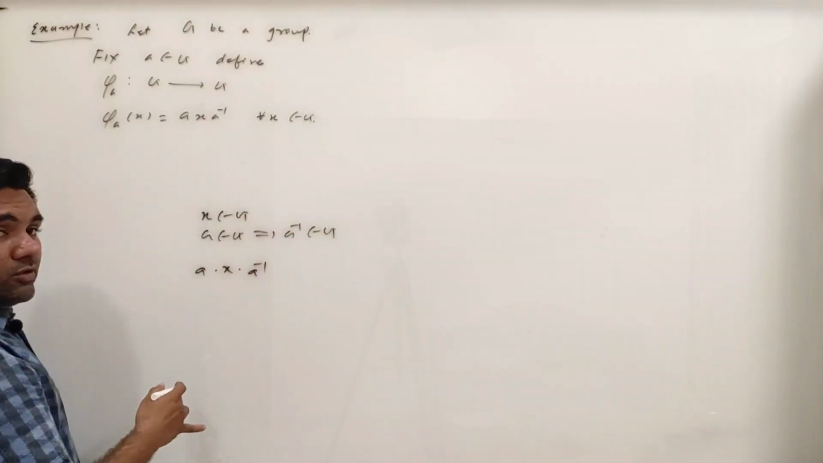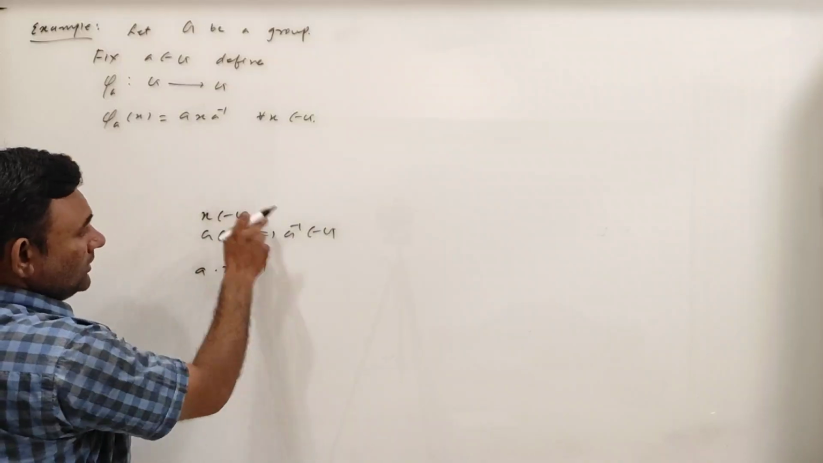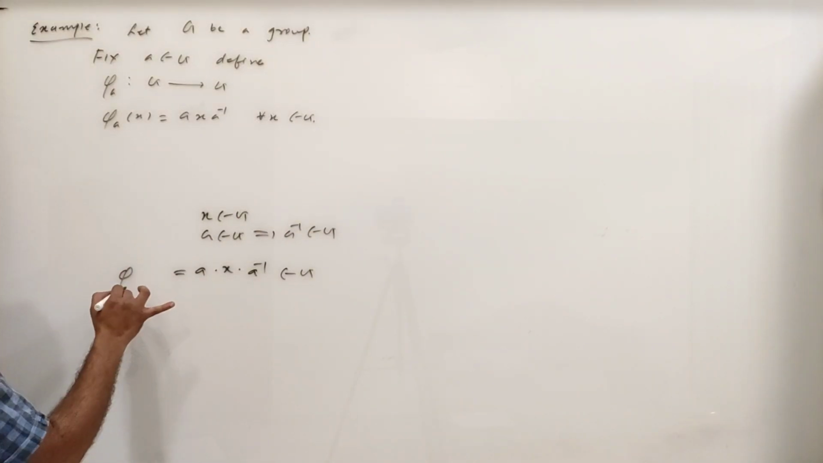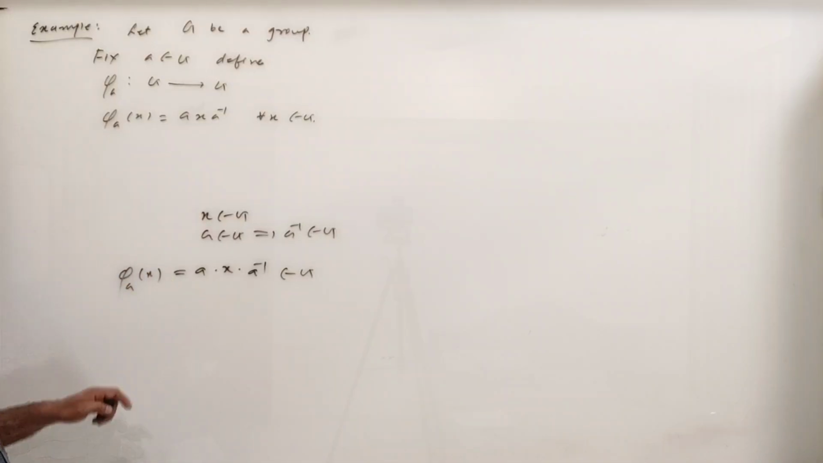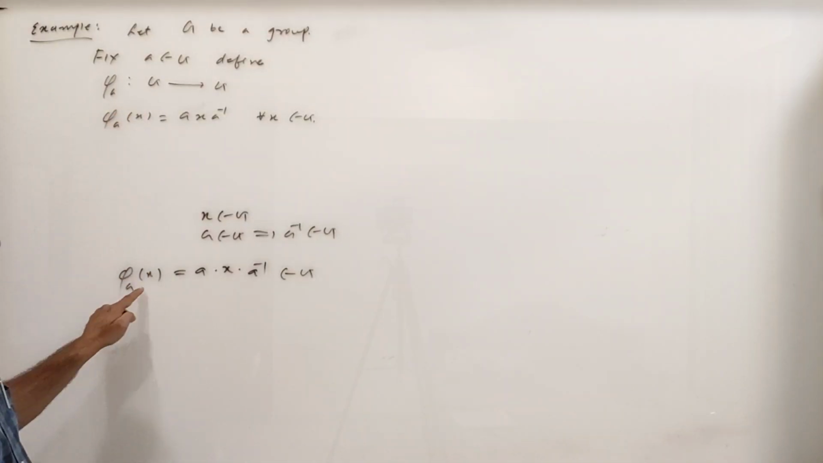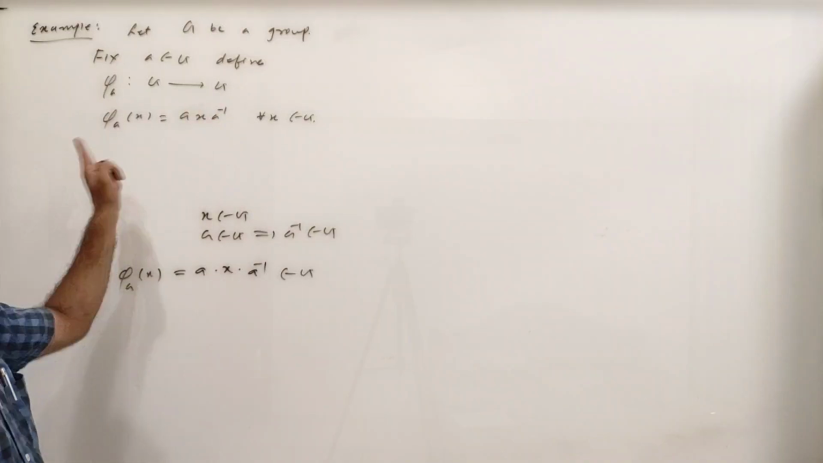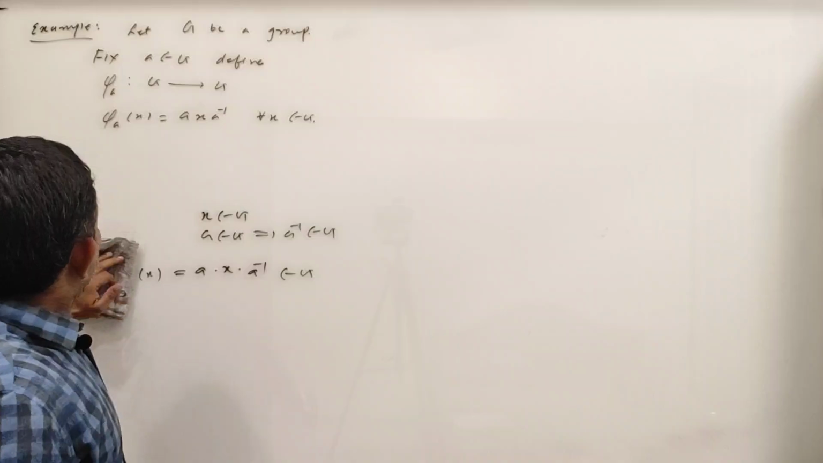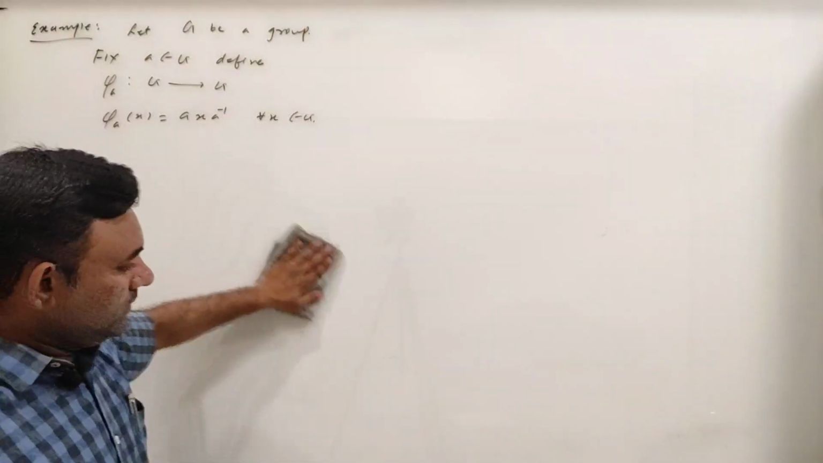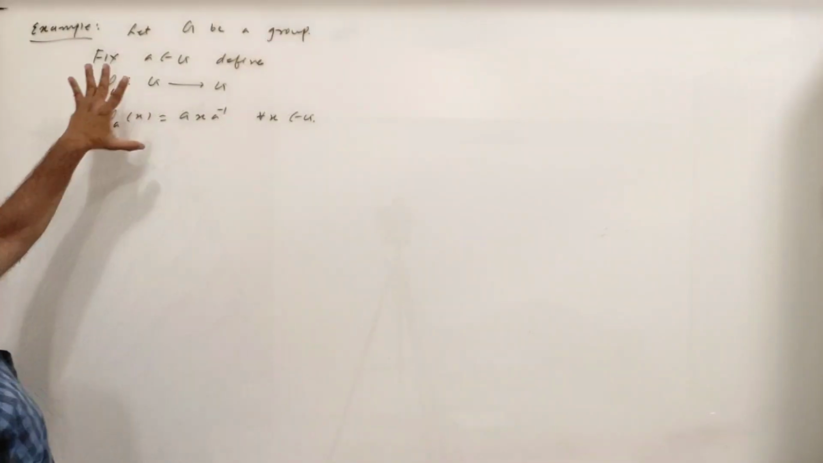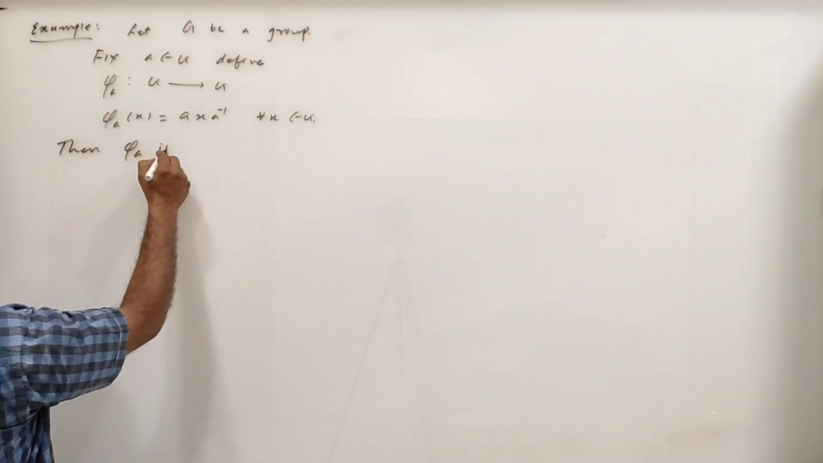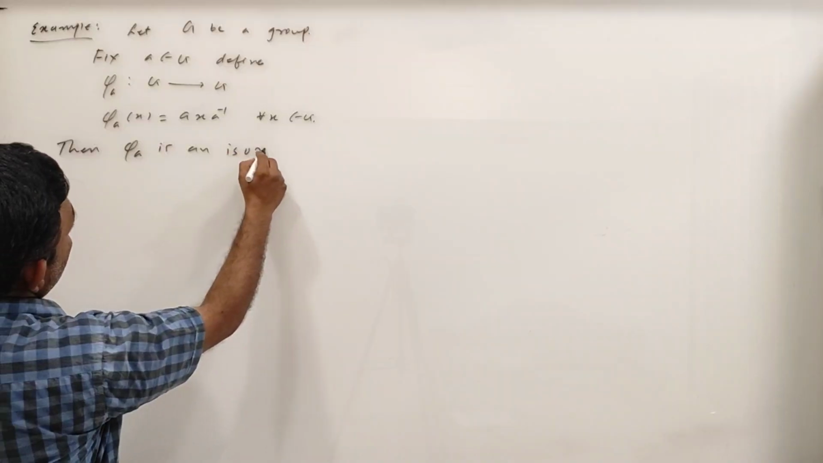Then X is in G, A is in G, so A inverse will also be in G because G is a group. So X, A and A inverse, all these 3 elements are in G, so the product will again be in G, and that is what phi_A(X) is by definition. So for every X in G, phi_A(X) is an element of G, so this mapping makes sense, right? So now my claim is what? So this is the setup. Then this phi_A is an isomorphism.